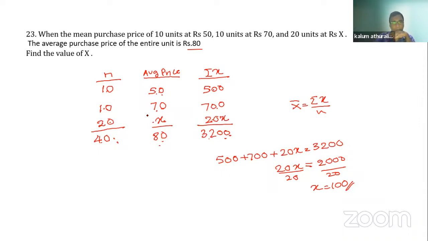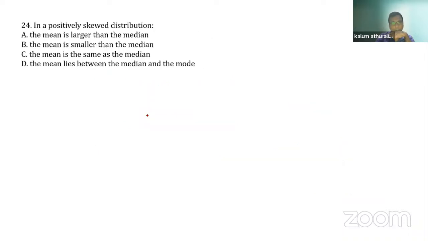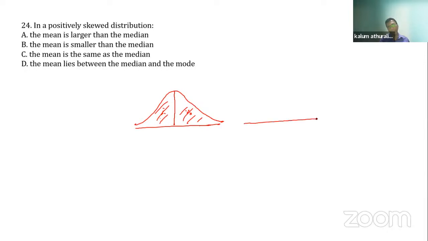Then go to the next. Positively skewed distribution. Positively skewed means... this type of distribution we call symmetry. Both areas are equal, same areas. Two areas are equal. This is symmetry.